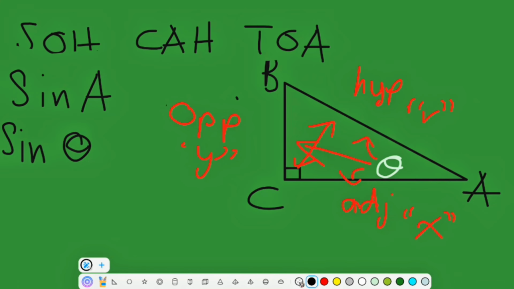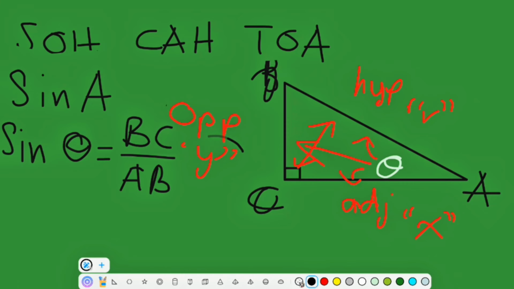Now we can see sine theta is equal to the opposite side, which is this side right here, over the hypotenuse side, which is this side right here. That means sine theta is equal to side BC over side AB. Why? Because BC is already y and AB is already r.